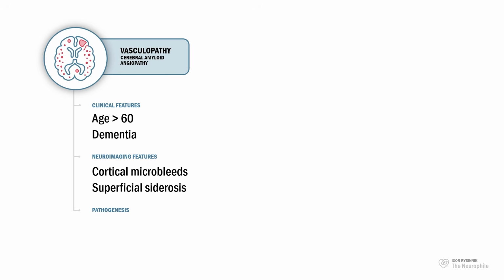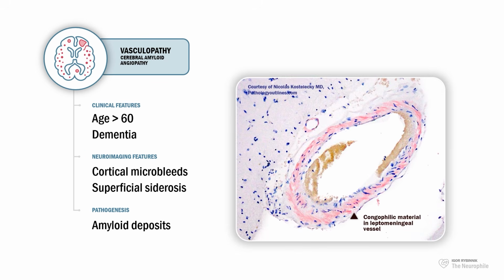And the pathogenesis? You already know the pathogenesis. Amyloid deposits in the leptomeningeal and cortical arterioles. Here's a cross-section of a leptomeningeal vessel stained with Congo red for amyloid.